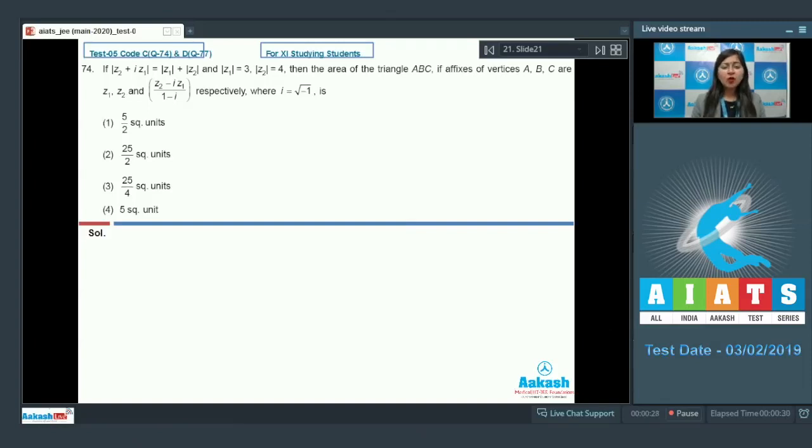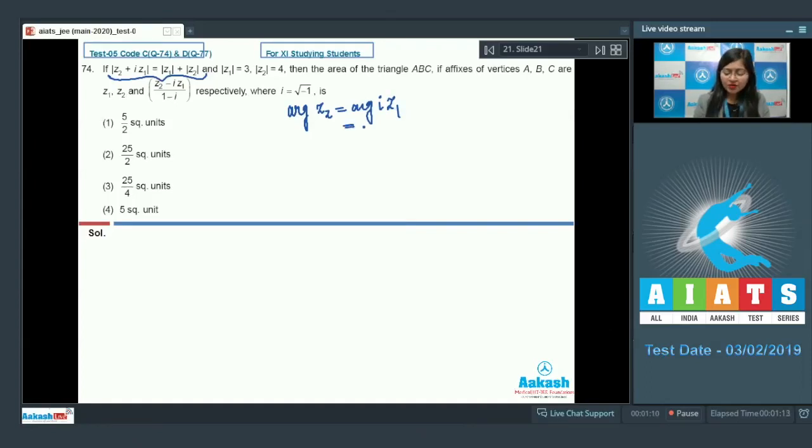It says that if modulus of z2 plus iota z1 is equal to mod z1 plus mod z2, and mod z1 is equal to 3 and mod z2 is equal to 4, then the area of the triangle ABC with affixes of vertices ABC as z1, z2 and (z2 minus iota z1) upon (1 minus iota) respectively, where iota is equal to root minus 1, is. Now, as here it is given this equation, this equation is only possible when argument of z2 is equal to argument of iota z1, right? Only then this equation can be satisfied.